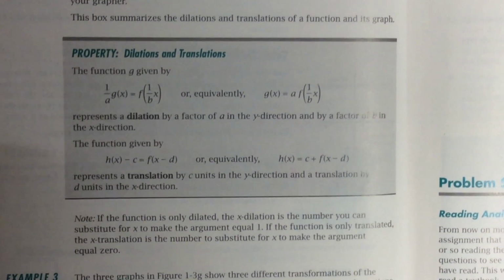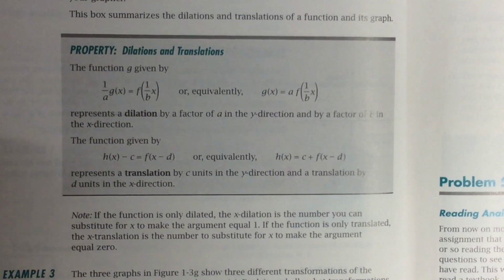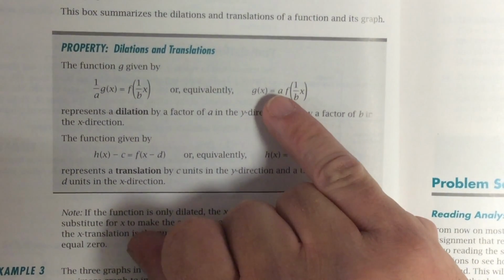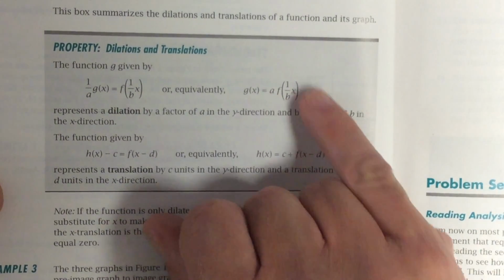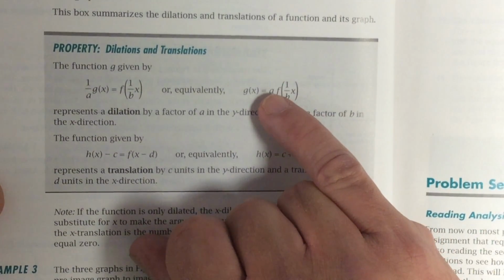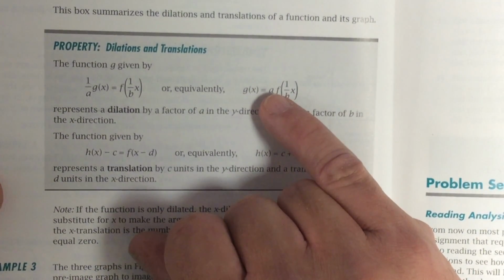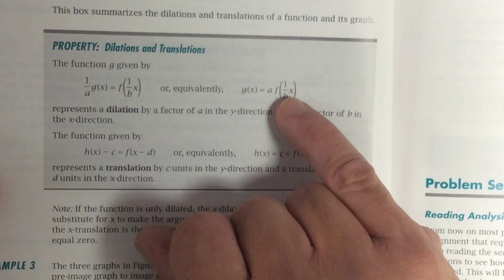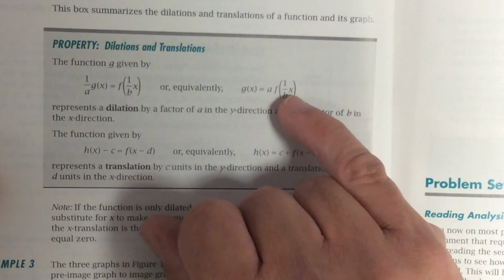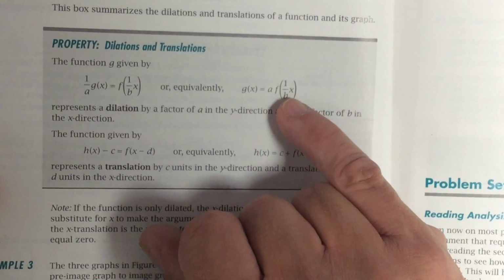There are two kinds of dilations. You can have a vertical dilation or a horizontal dilation. If you want to dilate a function vertically, you would multiply the entire function by a number. And that number would be the factor of your dilation. If you want to dilate it horizontally by some factor, you would multiply the x, the argument, the number inside the function, the input, by the reciprocal of your factor.